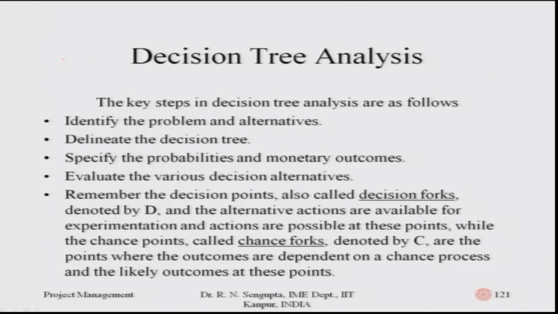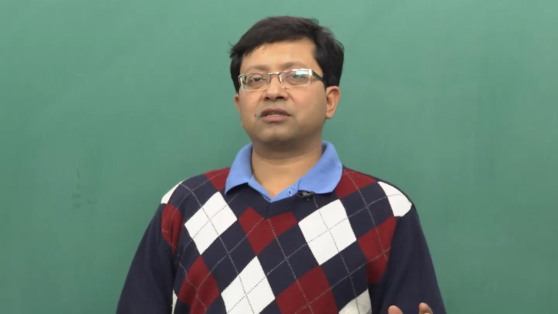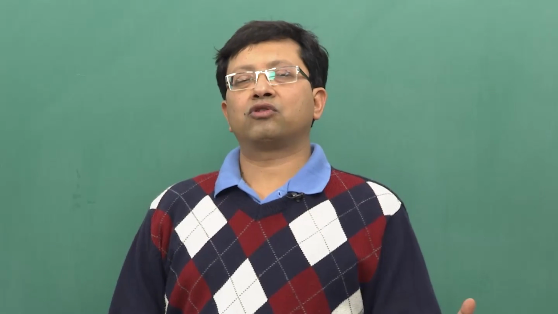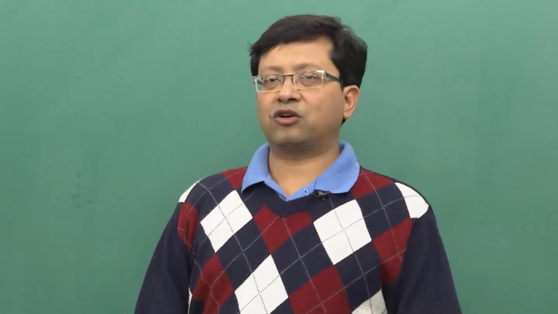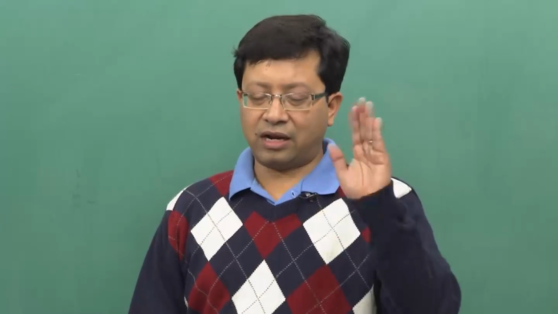While the chance points are called the chance forks, where there are chances of one alternative or outcome being true, they are denoted by C, and these are the points where the outcomes are dependent on a chance occurrence, and the likely outcomes at these points are a conglomeration of the decisions which have already been taken. Now, when you proceed for the decision, remember that you would not go from the start to the finish, but backwards. Why is that? I will come to that within a few minutes.